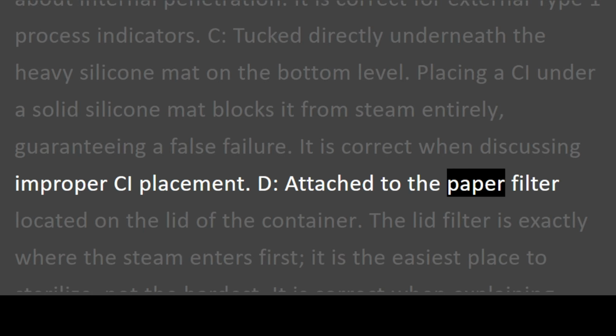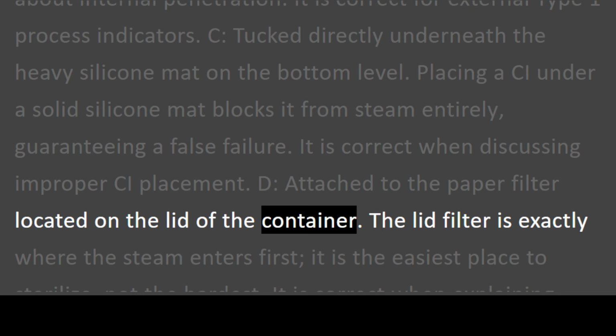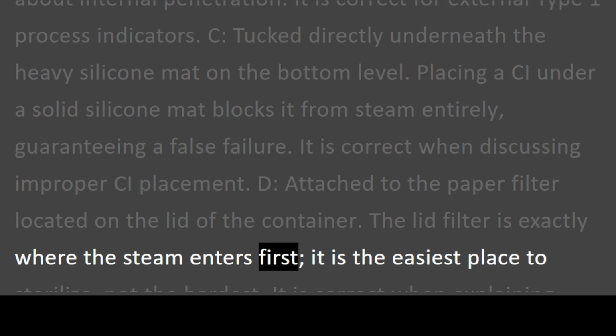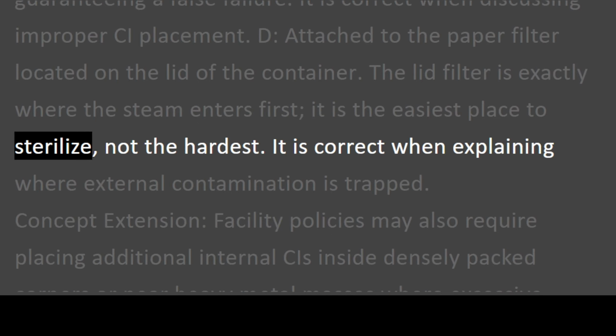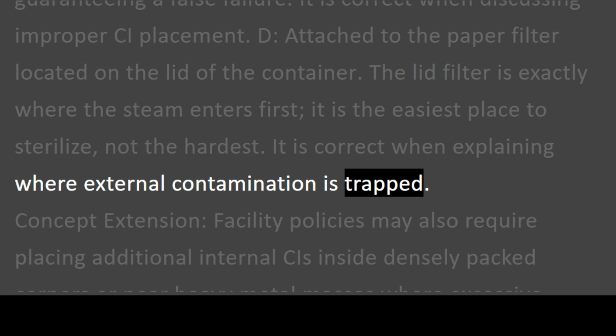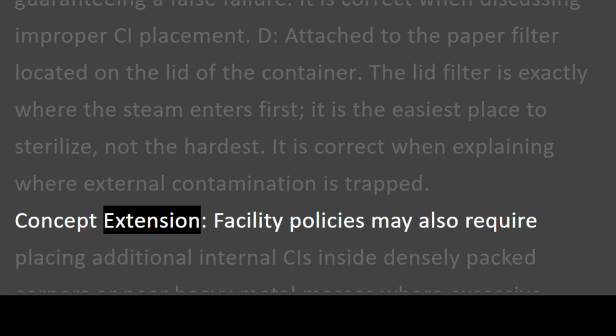D. Attached to the paper filter located on the lid of the container. The lid filter is exactly where the steam enters first, it is the easiest place to sterilize, not the hardest. It is correct when explaining where external contamination is trapped. Concept extension.